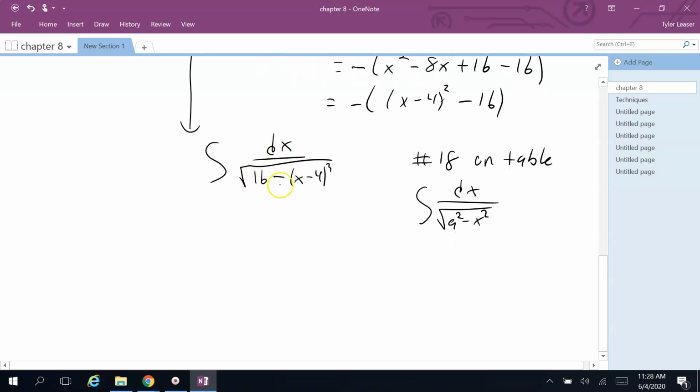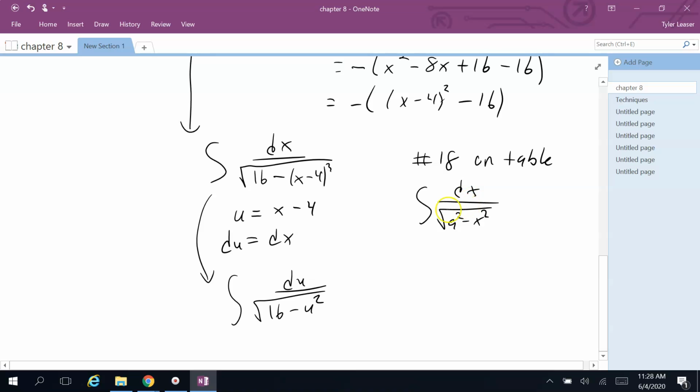We can make our integral look like this integral by doing a u substitution. If I let u be that x minus 4, then du would just be dx. And then when I substitute that in, it's going to be the integral of du over the square root of 16 minus u squared. And now it looks exactly like number 18 on the table, just with u's instead of x's. So in this case, my a, you have to be a little bit careful here because that's squared. So really my a is going to be 4.